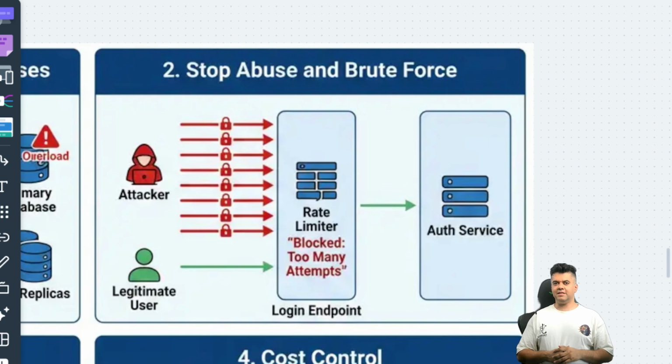Number 2, rate limiters stop abuse and brute force. Login endpoints are classic targets of abuse and brute force, and attackers do something called password guessing and credential stuffing, where attackers use leaked username and password lists from other breaches and try them on your website. And after that, they try for OTP and verification code guessing as well. And rate limiting makes these brute force attacks expensive. They're not impossible, but expensive enough that it's not worth trying.